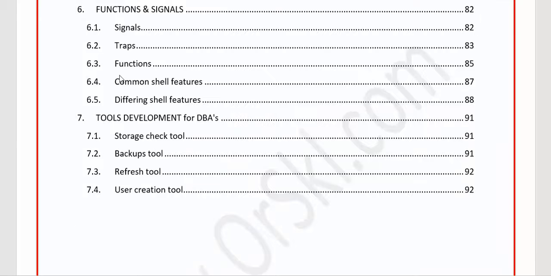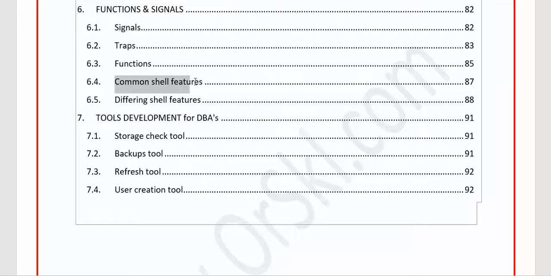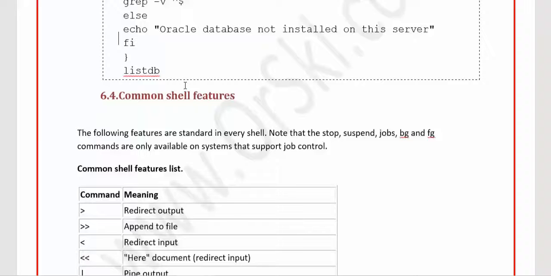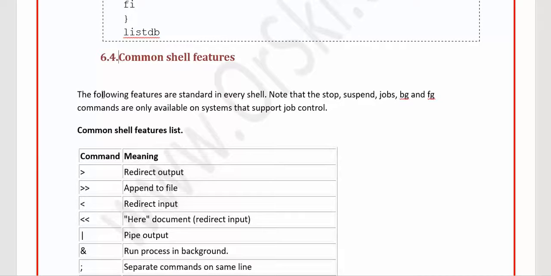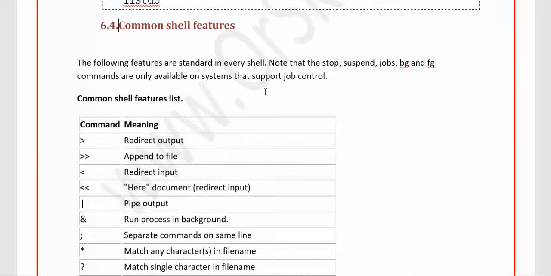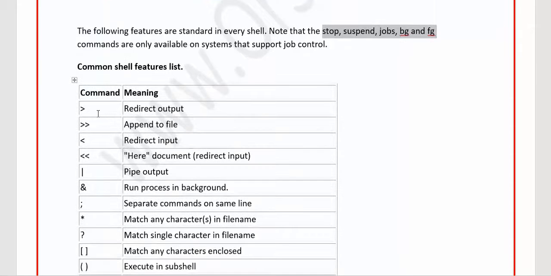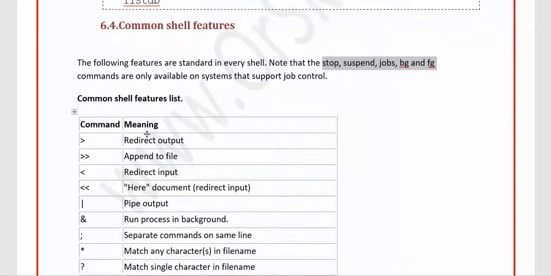As you see on the screen, let me directly jump to common shell features now. The following features are standard in every shell. Note that stop, suspend, jobs, bg and fg commands are only available on systems which support job control. Job control is one of the features of the operating system. Only on the Unix platforms which support job control will you have these commands working. Apart from them, these are the commands which work on any of the shells.